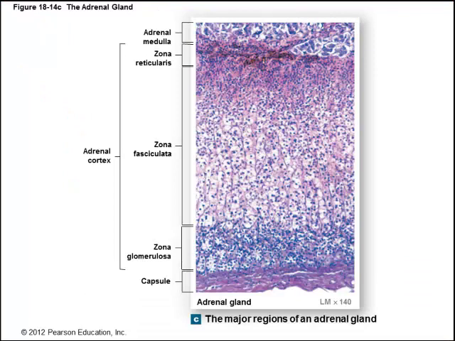In this photomicrograph you can see the layers. Get your bearings. It's kind of upside down to the way you would want it to be. The capsule, the outer part of the adrenal gland, is at the bottom of this figure. So the zona glomerulosa is the part closest to the outside. The medulla is the top in this figure, and the zona reticularis is a very narrow band of tissue here, with the zona fasciculata being the thickest band in the middle.